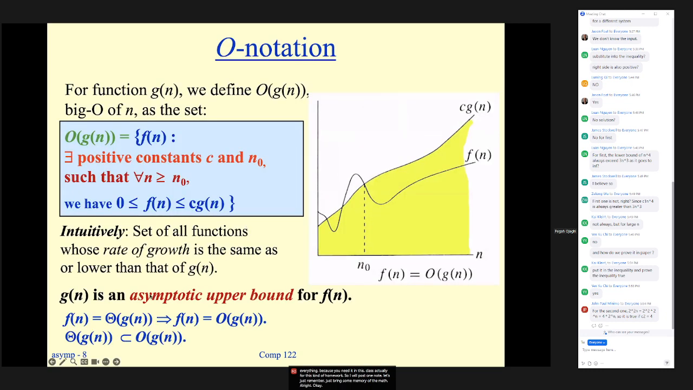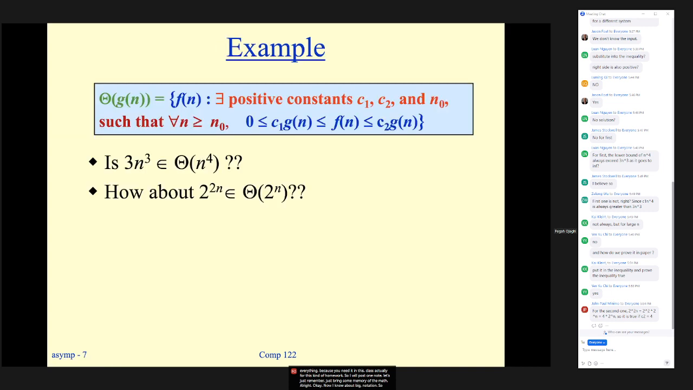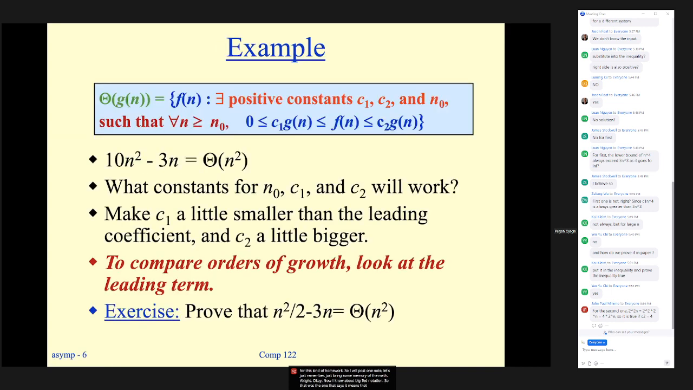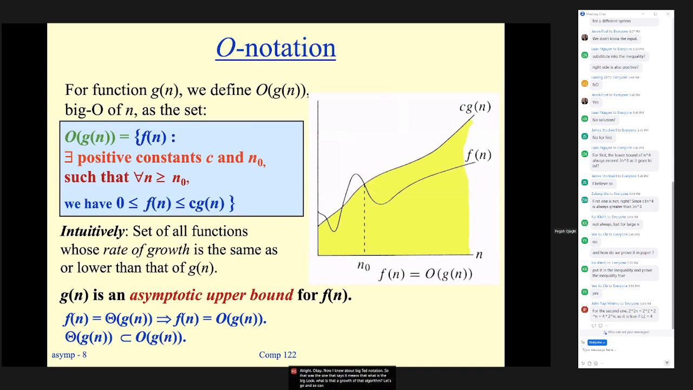Okay, now I know about big theta notation. That was the one that tells us the growth of that algorithm. One of the most important asymptotic notations is going to be big O of n. Everybody talks about big O of n, but what does big O of n mean?